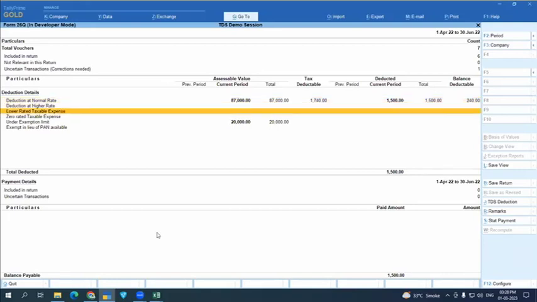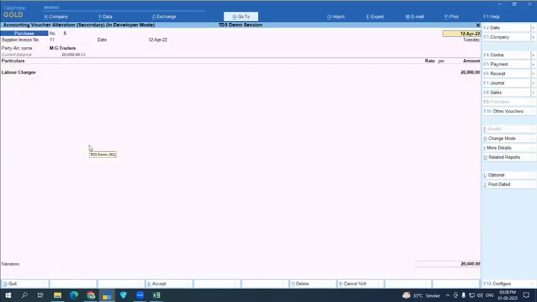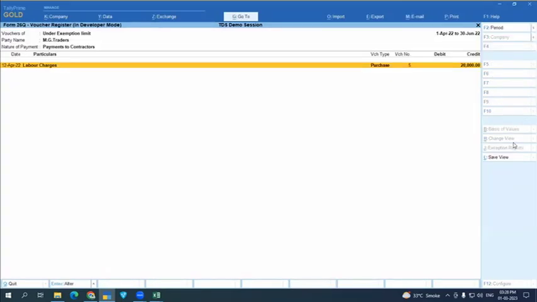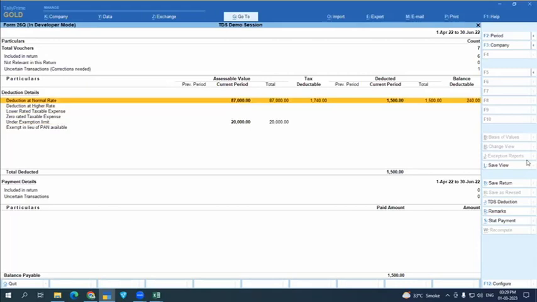Just see, 20,000 is there, which is under the exemption limit. We passed one entry for that party and nothing crossed the limit. So that party is under the exemption limit and is reported separately. That is a rule under income tax. You have to report those eligible party transactions also, which are not deductible for TDS because the limit is exempted.